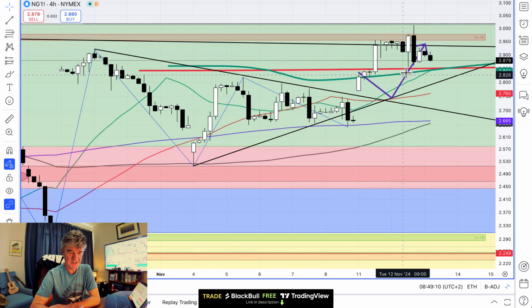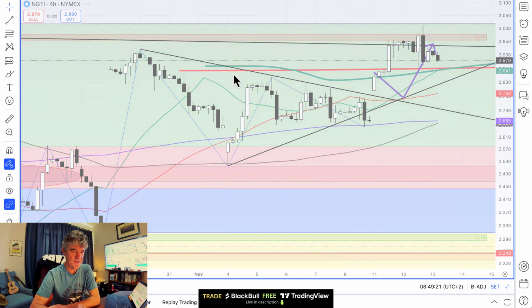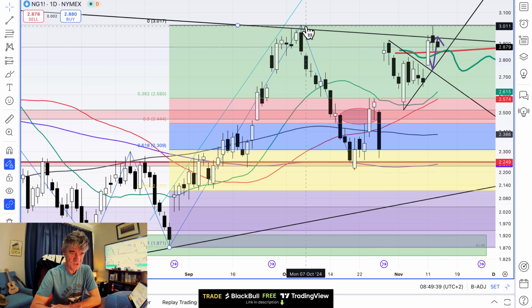This is the 4-hour chart, and as you can see, quite messy here at the top, but that's what you'd expect, just being under a key support area. And if I zoom out onto the day chart, you can see what we're up against. And I highlighted this in the last video. This is a super, super key level.